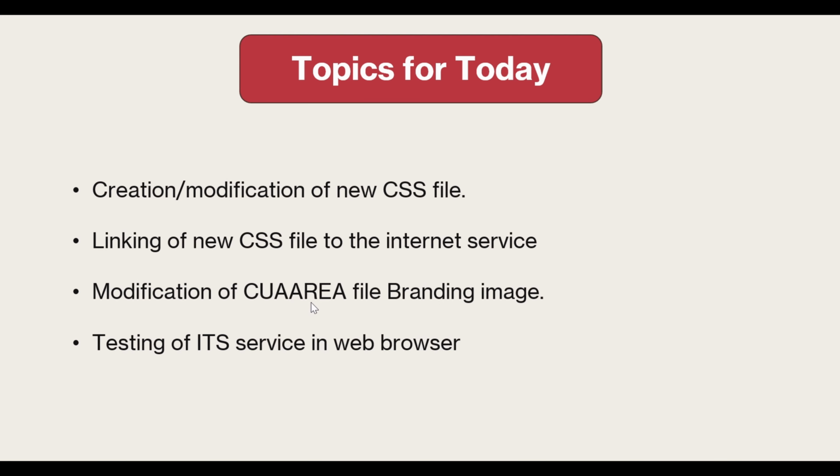Then comes the CUA area file. Mostly the CUA area file is responsible for the branding image. In the RF gun you will be able to see there is a logo available, the SAP logo, but we are supporting a client, so there should be a client logo in that RF gun. That can be achieved via this CUA area file. Then we are going to test this ITS service in the web browser after updating the CSS file and CUA area file, and we will compare it with the standard RF UI internet service which SAP has provided.